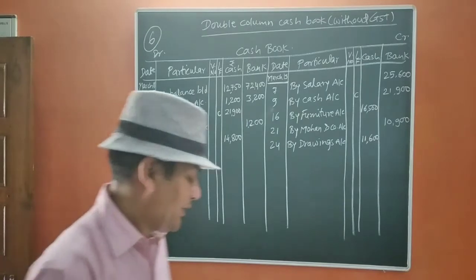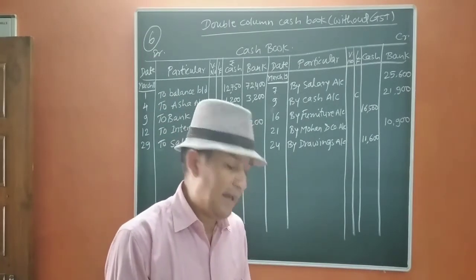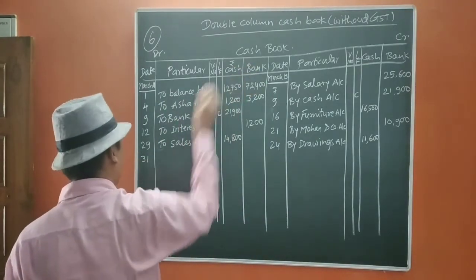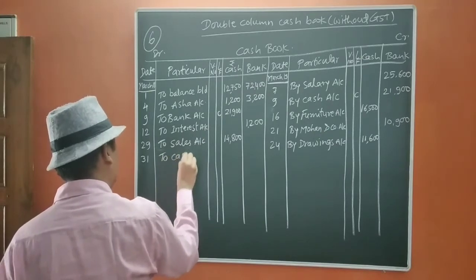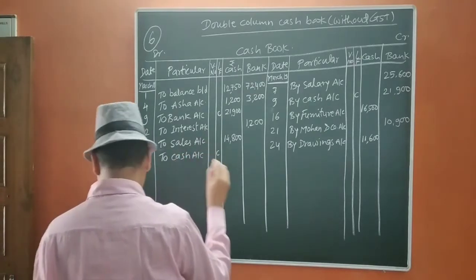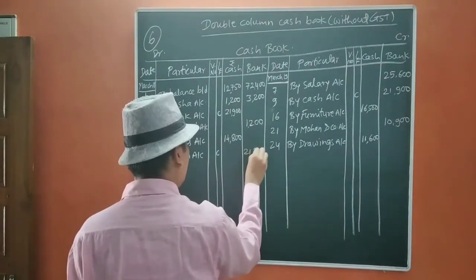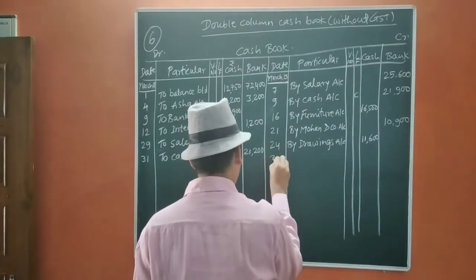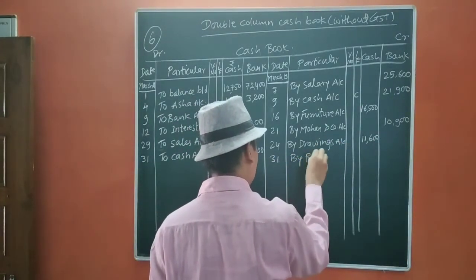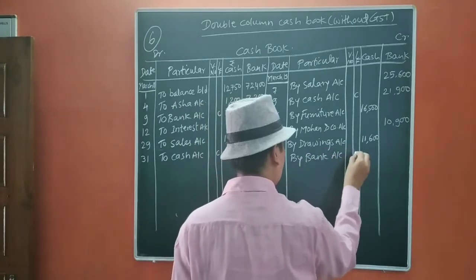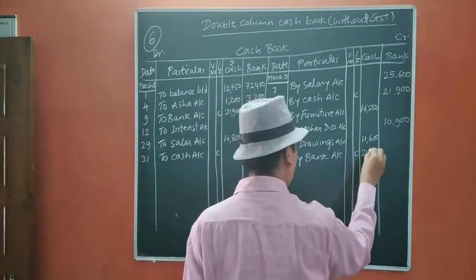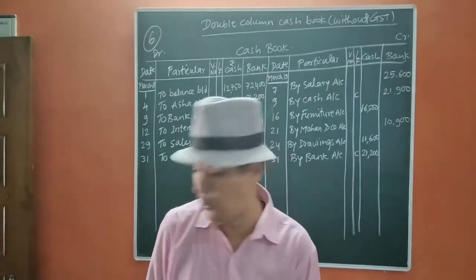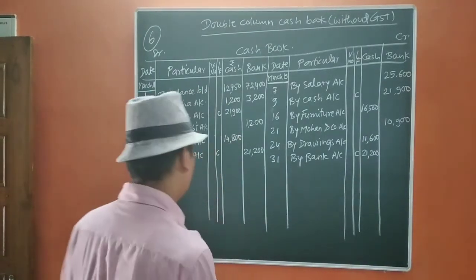Next is deposited office cash into bank. We are going to deposit office cash into bank. So bank account will be debited to cash account. This is also a contra entry. The amount is 21,200. Okay, and the same amount we are going to write here also on 31st by bank account. This is contra entry. And the amount withdrawn is 21,200. This is the end of the question. We are going to close it now. Okay, so let us total.